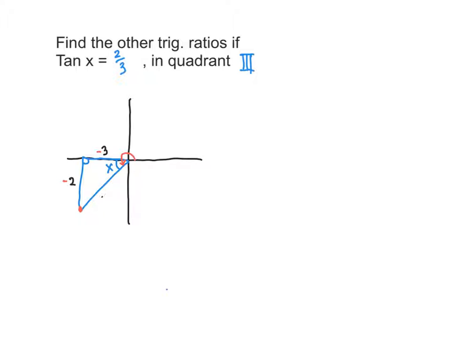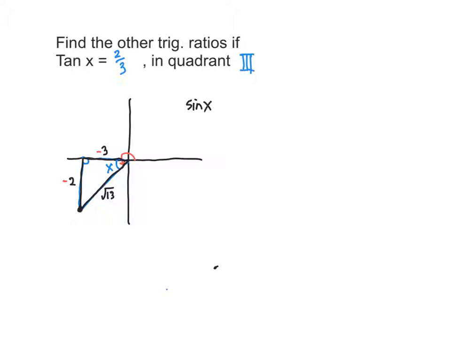Add them together, we get 13. So the hypotenuse is √13. The radius arm, incidentally, is always positive. This is always a positive distance. Can't be negative, even though the x, negative 3, is negative, and the negative 2 is y down there. Let's go through and find the values.